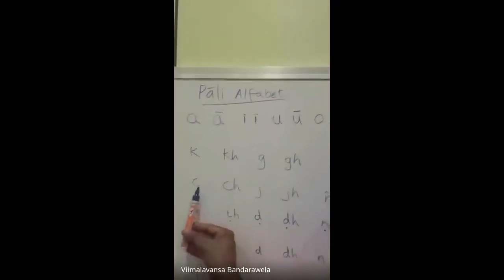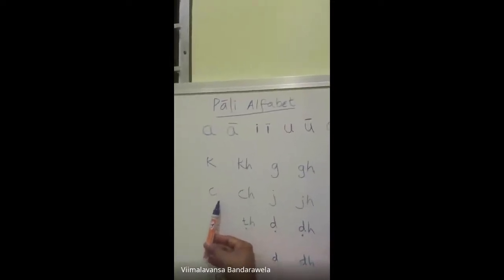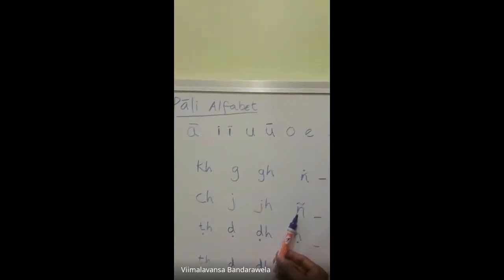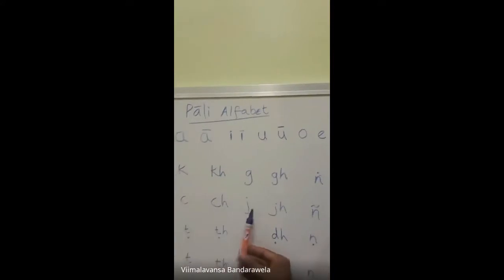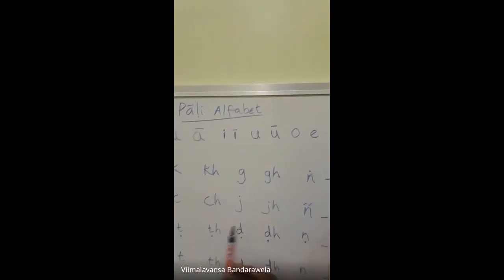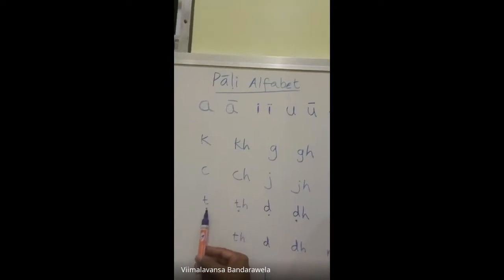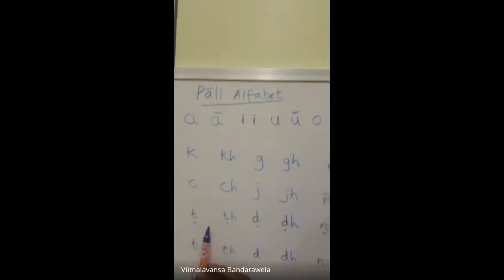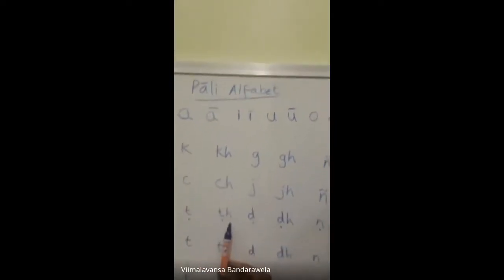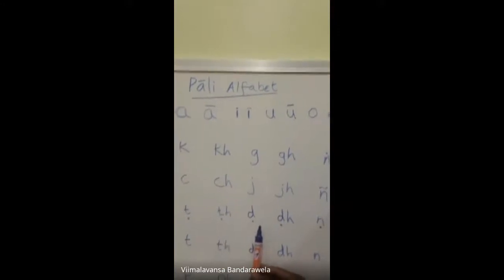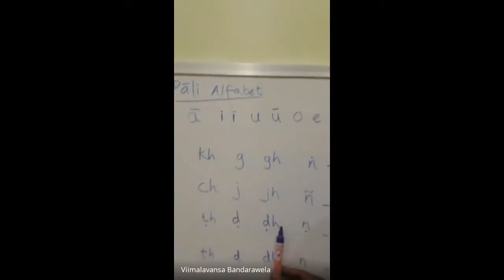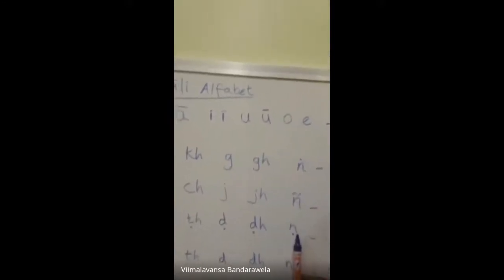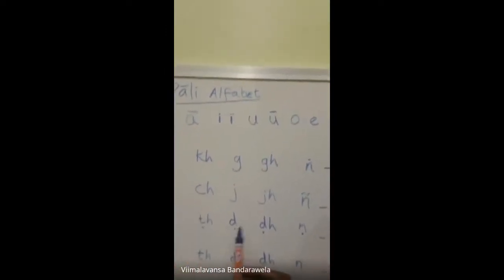And this is Cha. Cha, Chha, Ja, Jha, Nya. This is Nya, like in Punya. Then T with a dot under, Ta. T under dot with h, Tha. Then D under dot, Da. D under dot with h, Dha. N under dot, Na. Then Ta, Tha, Da, Dha, Na.